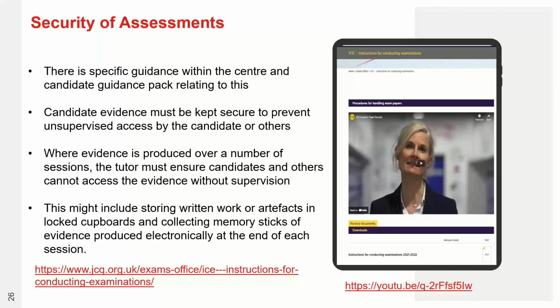And that may be in the form of a memory stick, or if it's physical or hard copies and drawings, you may need to keep that in a locked cupboard, and then PDF them to give them back to the next session there. Because what is key is that nobody else can access that evidence without supervision, because it is a controlled assessment.